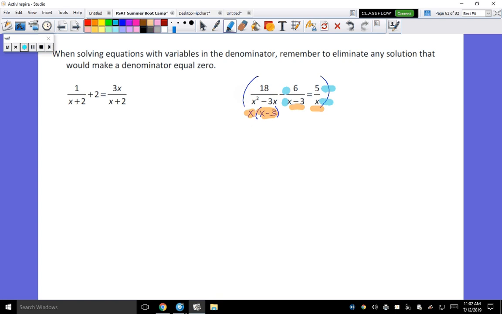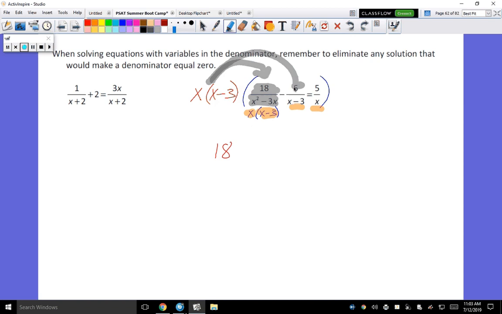But I'm going to do it in a way with an LCD that looks like this. Let me do it in red. I'm multiplying everything by this. Let's do it one at a time. If I distribute this across this first term, does the denominator cancel? Yes. What am I left with? 18.